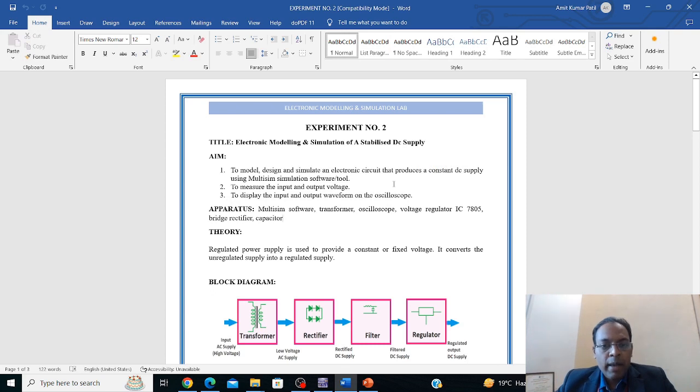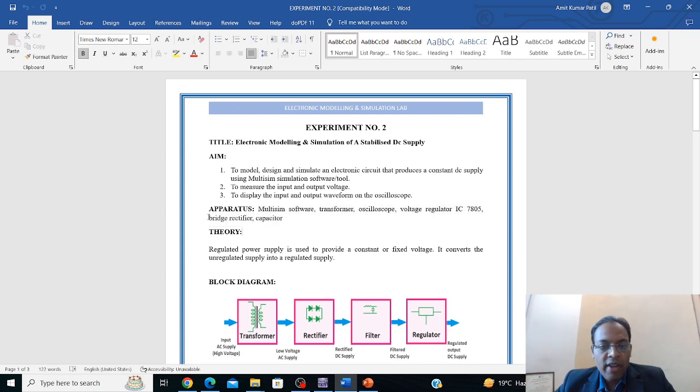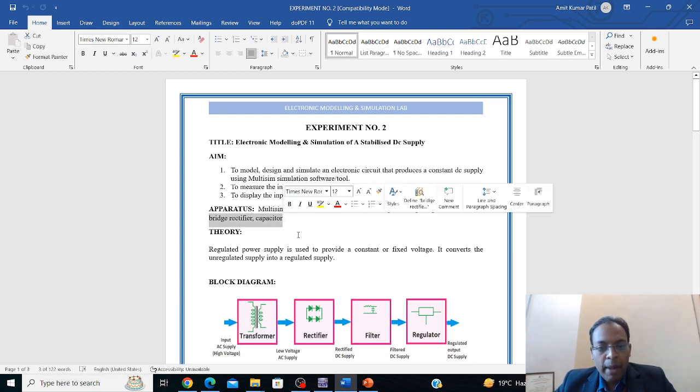So we will assemble different components, join them, perform the simulation, and note down the readings of input and output voltage. Finally, we will draw the graph of the circuit. We will plot the input and output waveform and show it on the oscilloscope. The apparatus required will be the Multisim software, transformer, oscilloscope, voltage regulator IC 7805, bridge rectifier and capacitor.